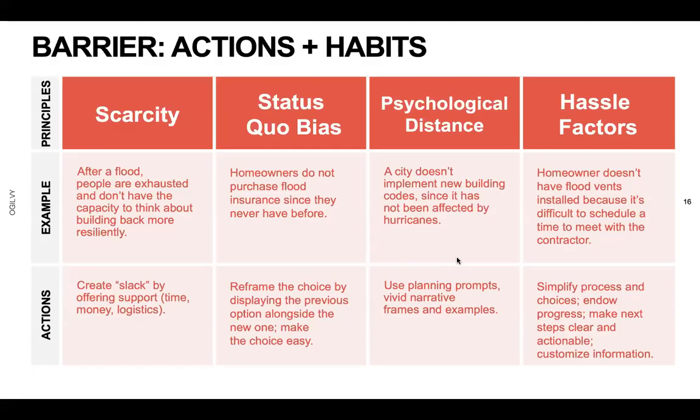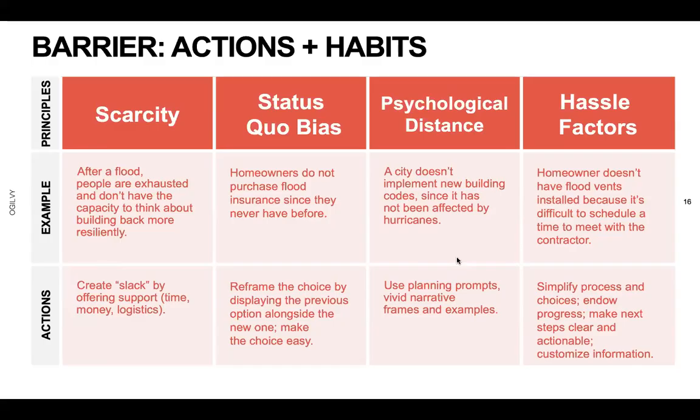Another barrier is psychological distance. The further something is away from us, this can be real distance, this can also be time, or it can be mental distance, the less mental attention and weight we give something. We often see this in climate change work. Climate change seems distant, so it's more difficult for people to grapple with it. So a resilience example, a city might not implement new building codes because it hasn't been affected by hurricanes. Hurricanes just seem really mentally distant to this community. It doesn't seem like it'll impact them.